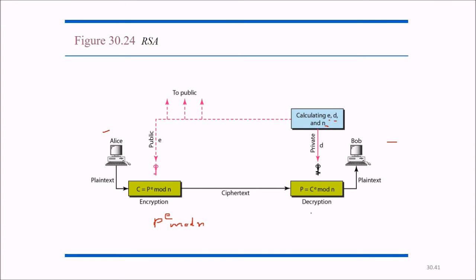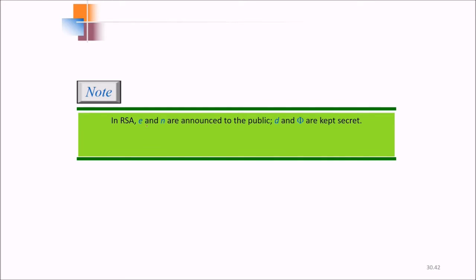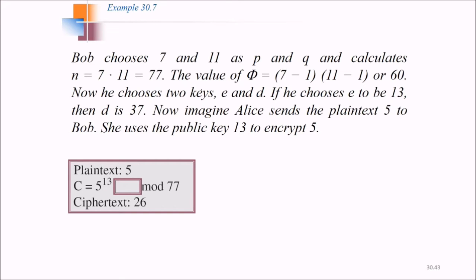And while decrypting, we take this C which we have got, we power it with D, again this D, and we mod it with N, and then we will get the decrypted or plain text. So in RSA, E and N are announced to the public, and D and phi are kept secret. Now I'll tell you the example.